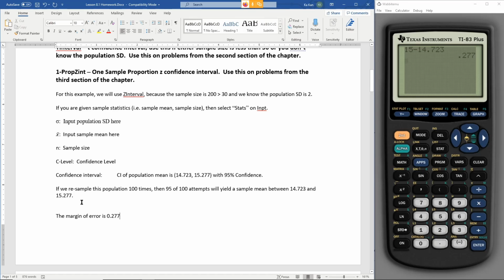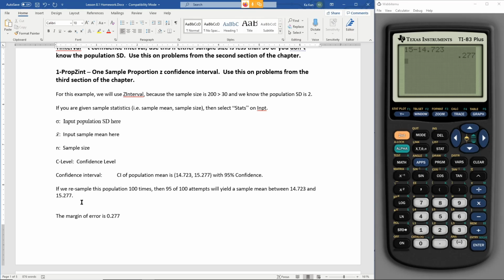Margin of error is just how far the range that you have, the confidence interval you have, deviates from the sample mean that you have. So you're like, yeah, between 14.7 and 15.3 or something. That's where the sample mean will lie if we repeat this experiment 100 times, 95 times out of 100. So that is the idea of a confidence interval. It gives you an idea of how much elbow room you have.